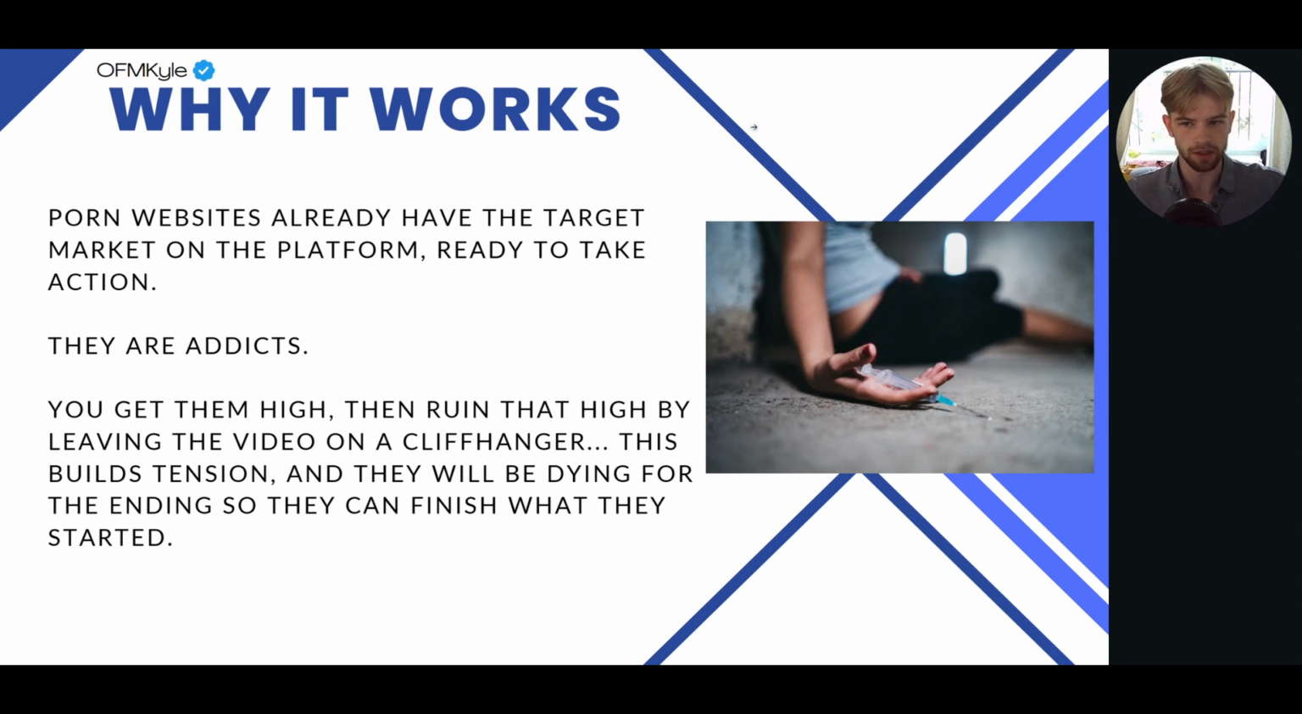So why does it work? The target market is literally already there. These blokes are addicts. Like, there's no other way to explain it. They're absolute degenerate addicts. So you get them high, and then you basically ruin the high by leaving it on a cliffhanger. They're addicts, so they're going to be absolutely dying to see the rest of the video, and this should be enough to funnel a lot of addicts to the OnlyFans account.